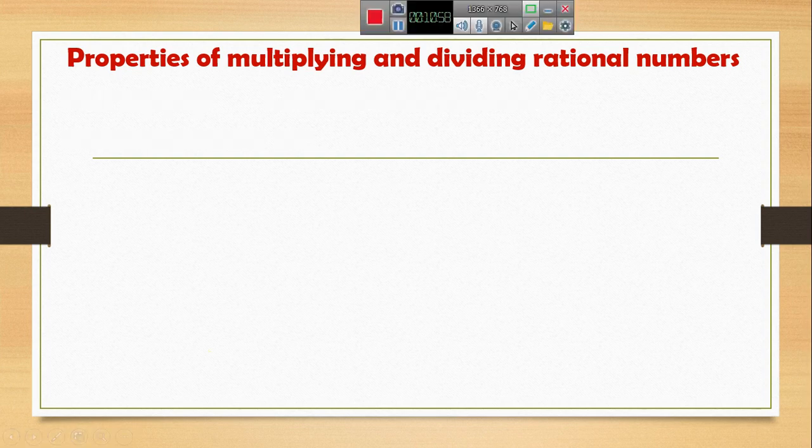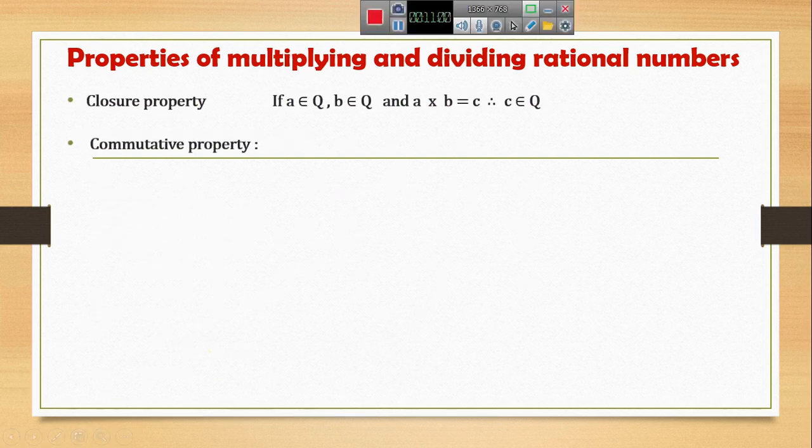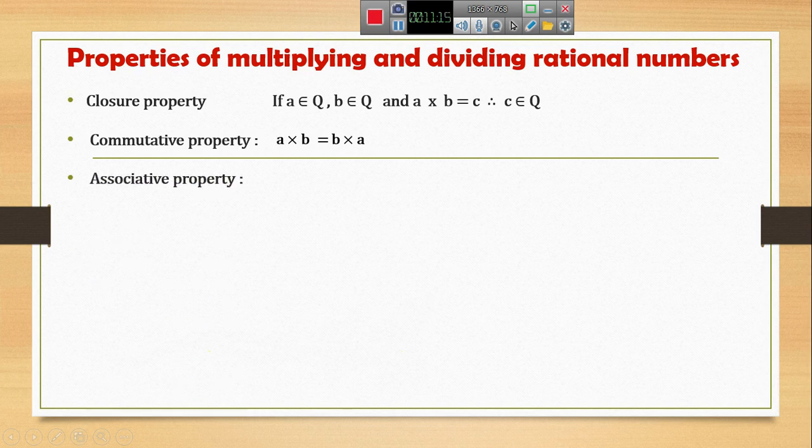Properties of multiplying, as we said: the closure property, and the commutative property, where we can switch the two numbers. For example, a times b is the same as b times a, like 2 times 3 is the same as 3 times 2. Associative property: you can choose any two numbers to multiply first, using brackets, and the answer stays the same. This is the associative property.